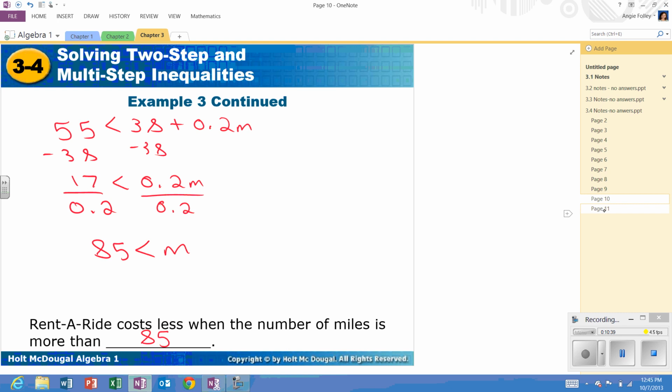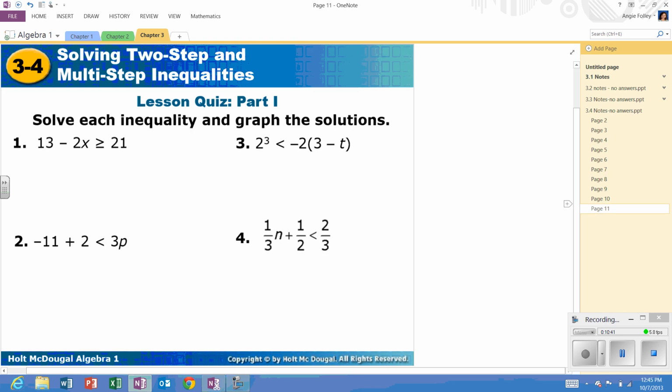And then this last slide is just a lesson quiz. If you want to go ahead and pause it and try them and then see if you got the answers right, I'm going to go ahead and just do these. So I'm going to move the 13 over. 2x is greater than or equal to 8. Divide both sides by -2. Since I'm dividing by a negative, I've got to flip the sign. So x is less than or equal to 4.